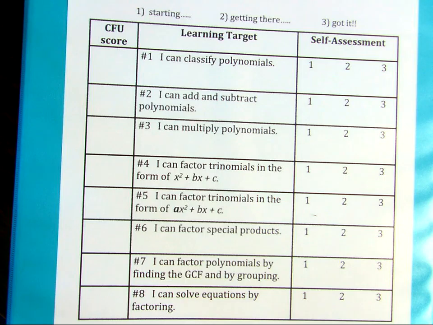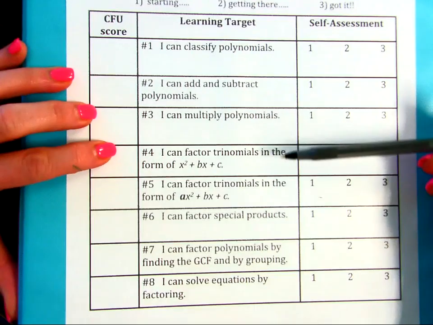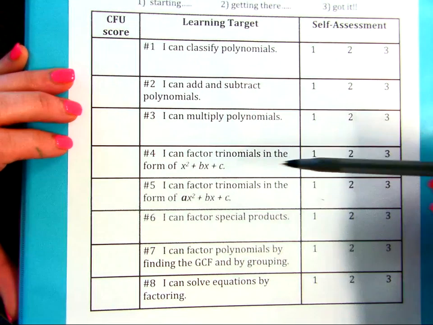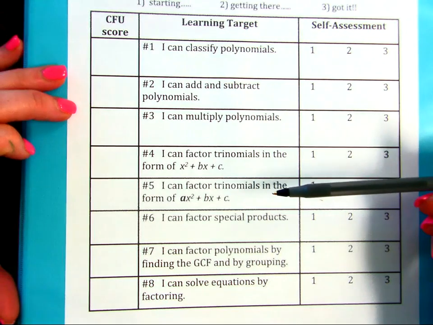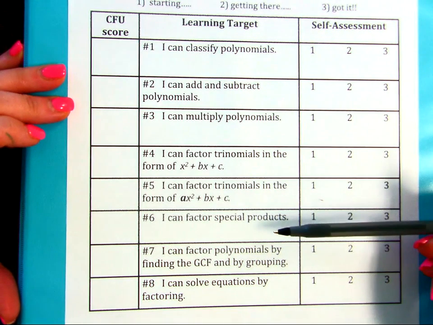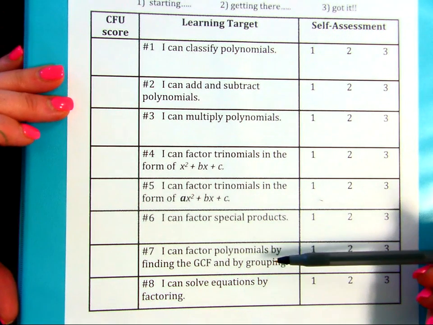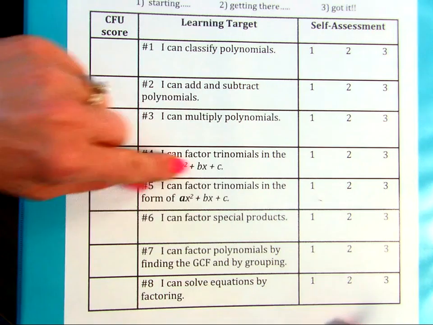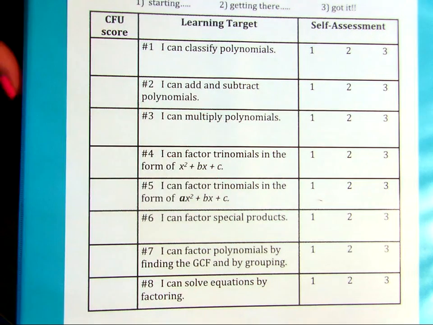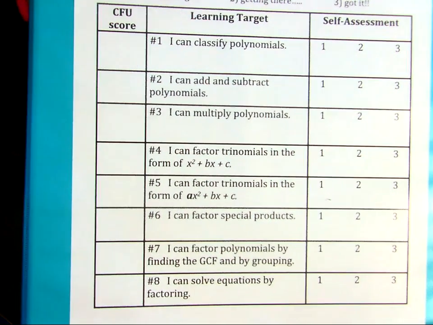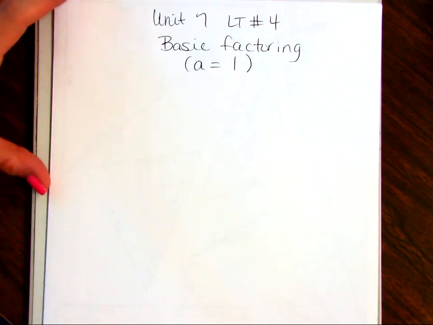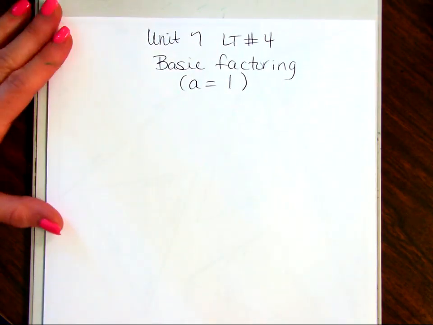Okay? Factoring is a huge part of algebra. You need to be able to factor, and same thing here. This is the basic factoring. Then I add another little step to it. Then we do some more special cases. Then we do the GCF. So it's all going to be based on what we're learning right now, which is learning target 4. So it's really important that you kind of stay with me and understand these rules with that, okay?